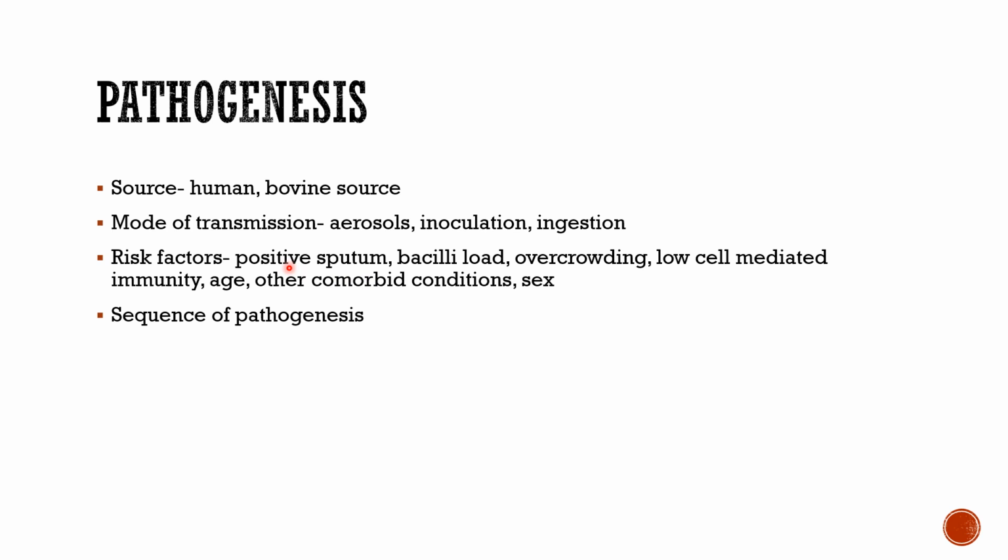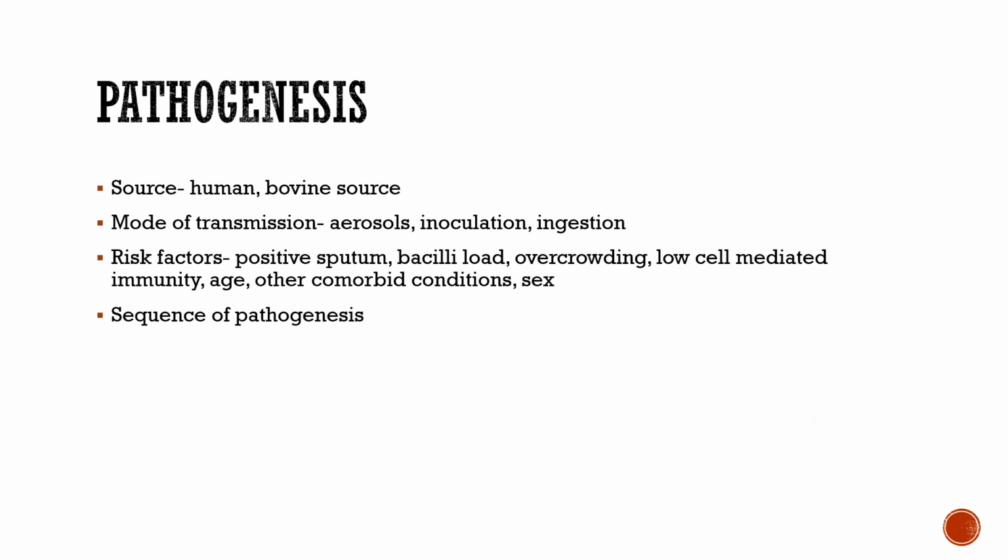Next is the age. It is mostly prevalent in late adolescence, early adulthood periods and in old people. Then other comorbid conditions like diabetes, silicosis, renal failure. And sex: females in the age of 25 to 34 and males who are old in age.